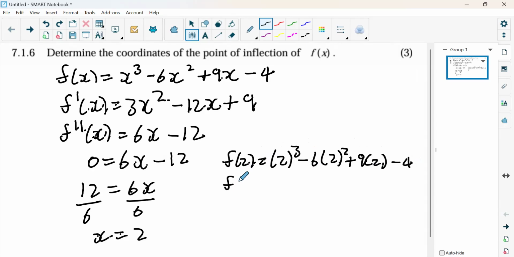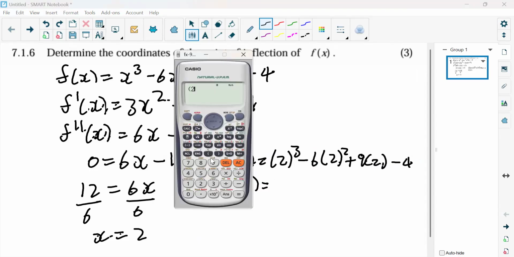So you have 2 cubed, which is 8. Then 2 squared is 4, multiplied by 6, minus 24. You can do it in your calculator. Then we have 9 multiplied by 2, which gives us positive 18, minus 4. And then you can simply add this.